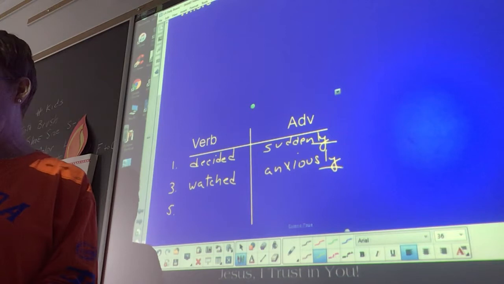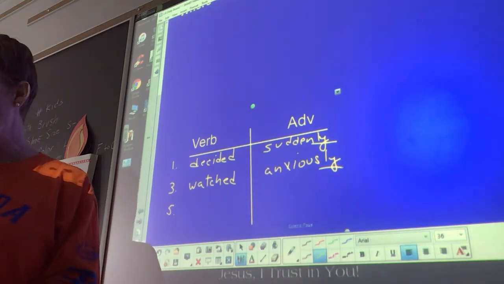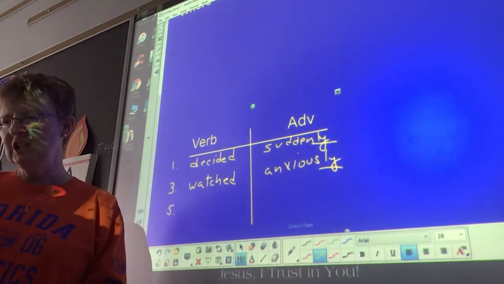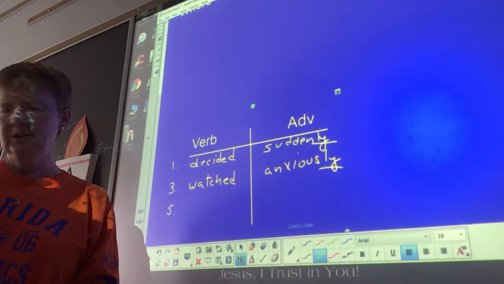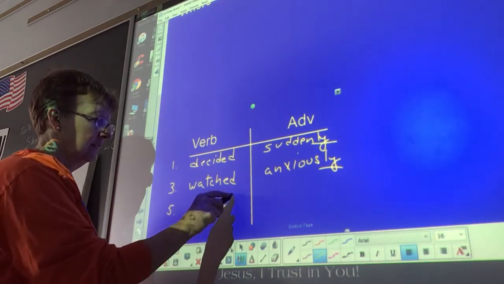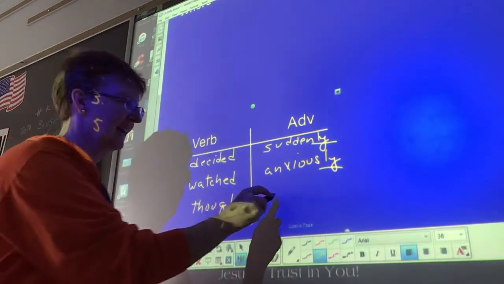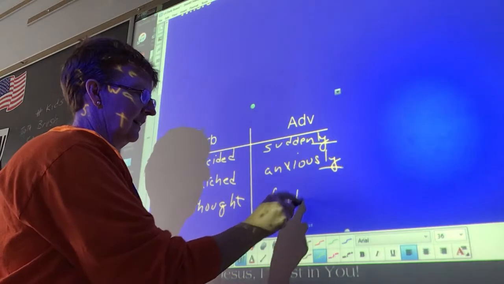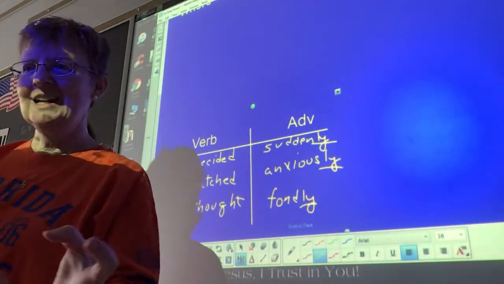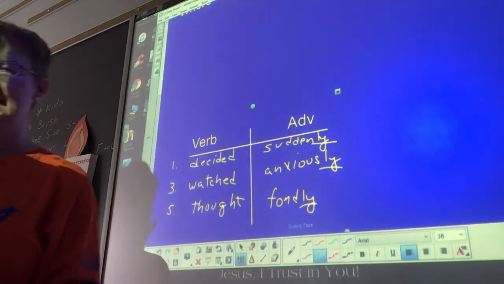All right, last one, number 5. Sandy thought fondly about her grandmother. What did she do? Well, she thought. How? Fondly. And there again, it ends in ly. Now they don't all end in ly, so you can't say it's always going to end in ly, because it doesn't.